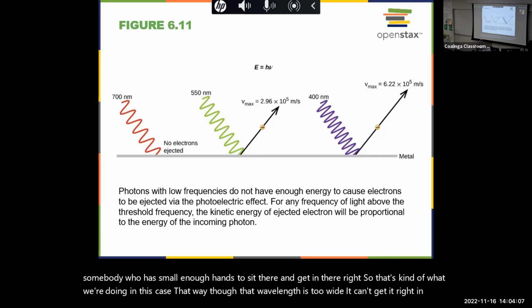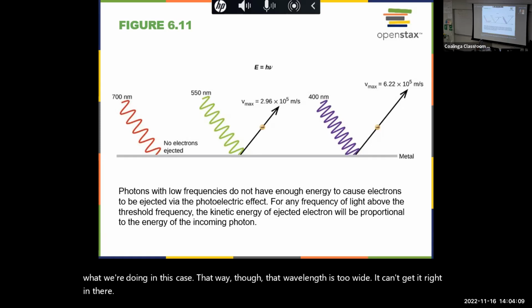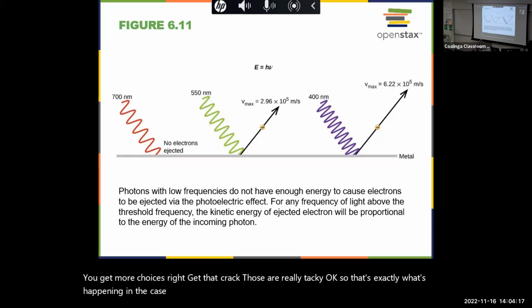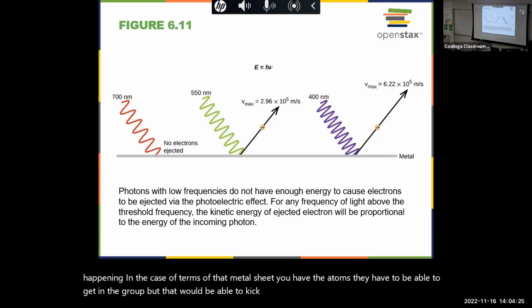Because they're really packed in. Okay. So that's exactly what's happening in the case of that metal sheet. You have the atoms, they have to be able to get in the atom to be able to kick out the electron. We know that at this center, the electron is going to be the one that leaves.